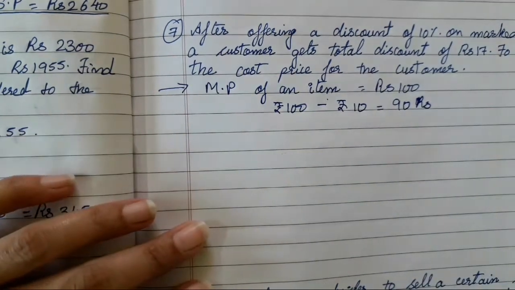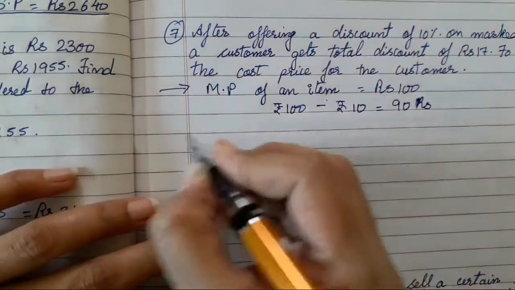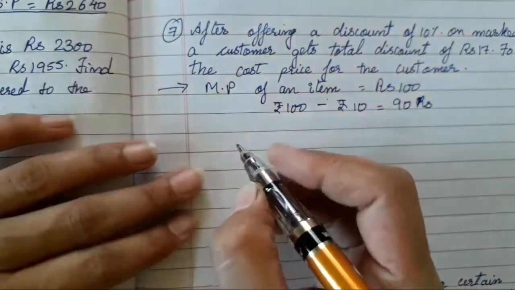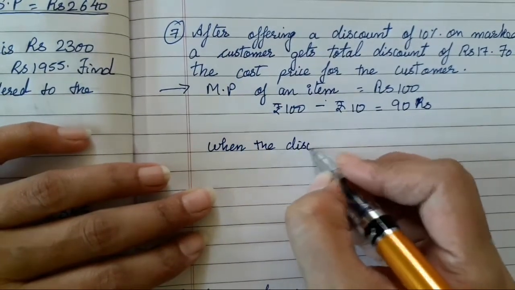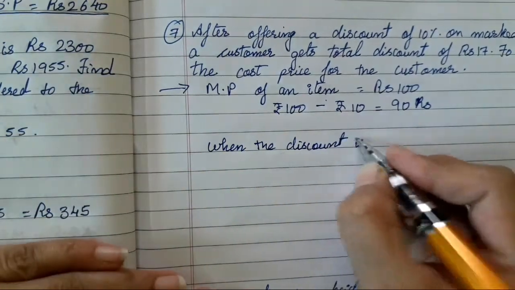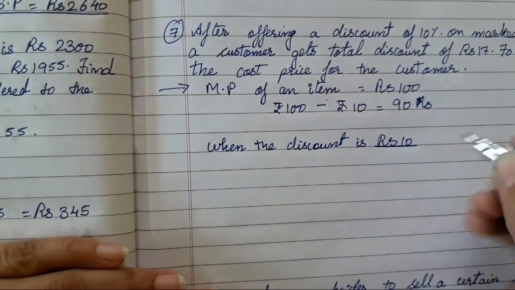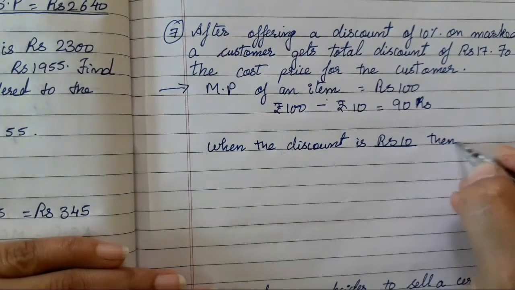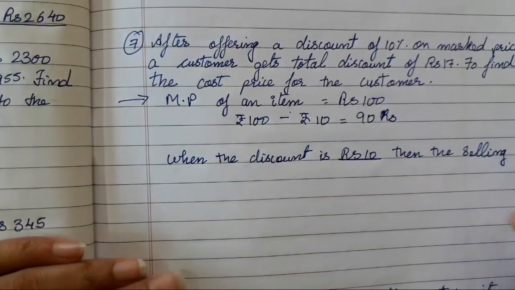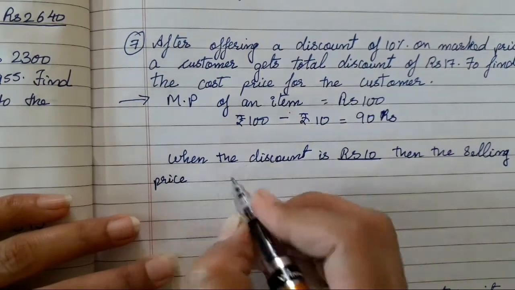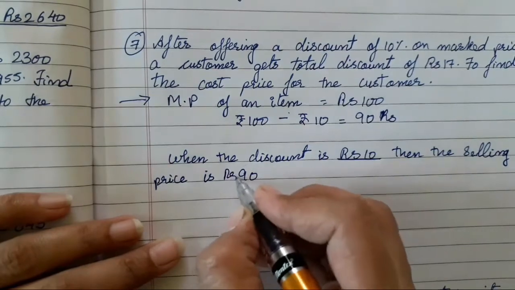Okay, you can write in this way also. Now, hence, when the discount is, I will write it down so that you can relate to the question. You can follow the question from the textbook, children. When the discount is rupees 10, okay, this is the empty box. Then the selling price, it is very easy. If you have understood it, it is very easy to fill in. Then the selling price is rupees 90.